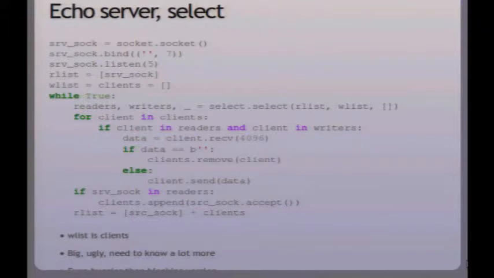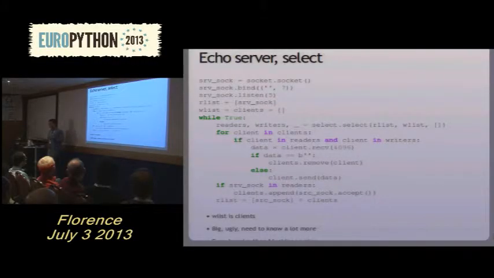Running through it, the beginning is the same. You create your socket, bind, listen, and then select. The API takes a list of sockets you want to read from and a list of sockets you want to write to, and then a third list, which is something like exceptional conditions, but that's not very important. You should never really need that. In return, it gives you a list of sockets that are ready to read and a list of sockets that are ready to write.